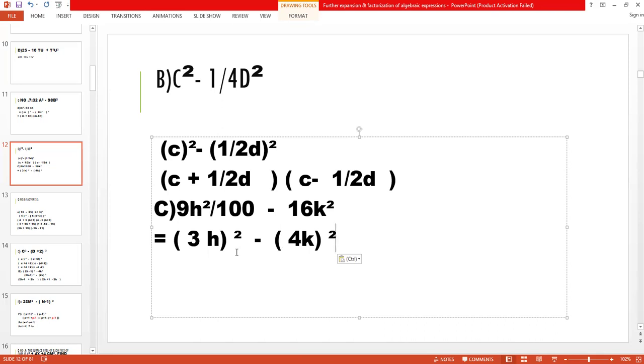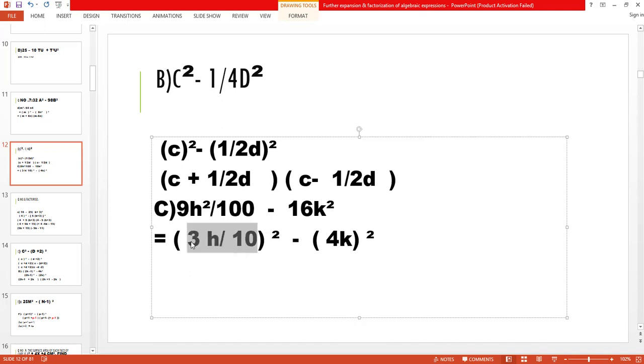Look here, 9 over 100, it is a fraction. 100 is the square of which number? 10 into 10 is equal to 100. So it is equal to (3h over 10) whole square minus (4k) square. Look here. 3 into 3, 3 3s are 9. H into h, h square over 10 into 10, 100. So the term is 3h over 10. This one is your first term.